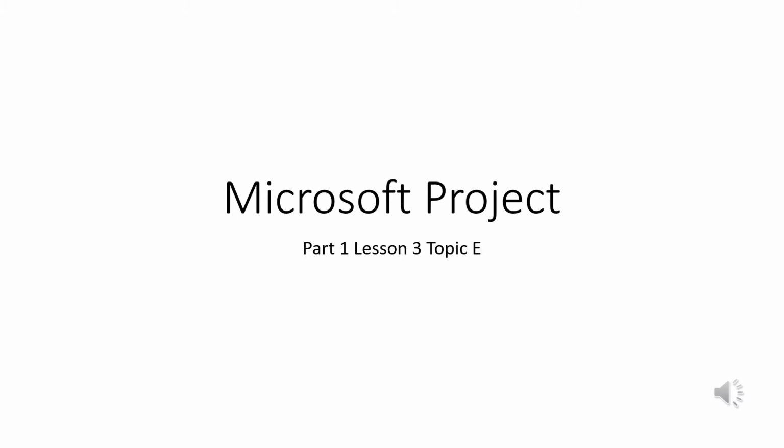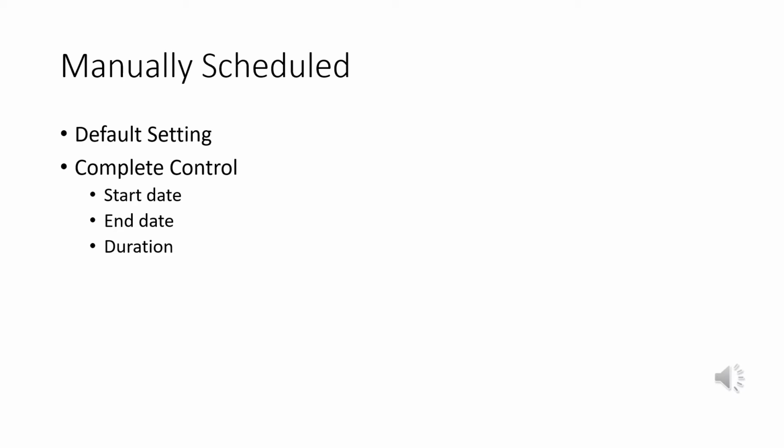Okay, in this lesson we're going to learn how to schedule tasks. The first type of schedule I'm going to talk about is manually scheduled. This is the default setting. And if you're not real familiar with Project or don't get to use it a lot, this is your setting. This is how you want to do it. It gives you all the controls: start date, end date, duration. Basically, you set that.